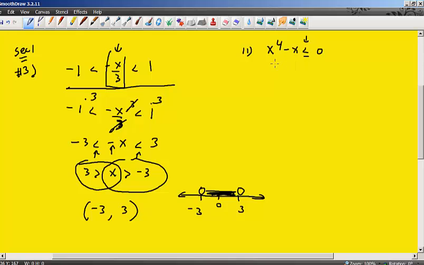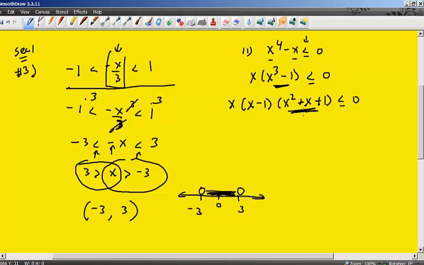So before we do number line analysis, I have to factor out what I can. I can factor out an x, that will leave me with x to the 3rd minus 1 is less than or equal to 0. But this is a difference of two cubes, so I can factor some more. So x times x minus 1 times x squared plus x plus 1 is less than or equal to 0. When I set this equal to 0, I get nothing.